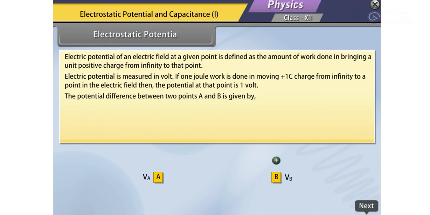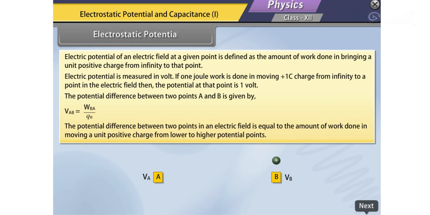The potential difference between 2 points A and B is given by V_AB = W_BA / q0. The potential difference between 2 points in an electric field is equal to the amount of work done in moving a unit positive charge from lower to higher potential point.